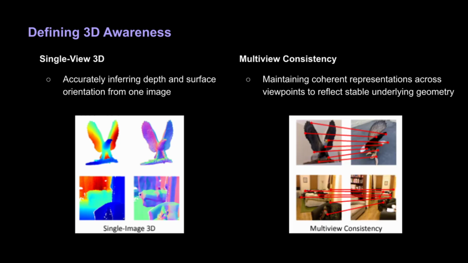The second one is multi-view consistency. This is the ability to maintain consistent representations of objects or scenes, regardless of viewpoint changes, reflecting a grasp of underlying 3D geometry. These two capabilities mirror human-like 3D perception, from recognizing how far objects are in one snapshot to identifying them regardless of spatial viewpoint shifts.